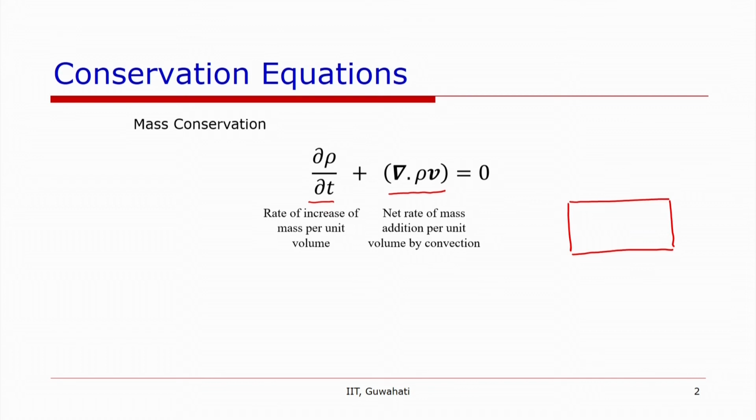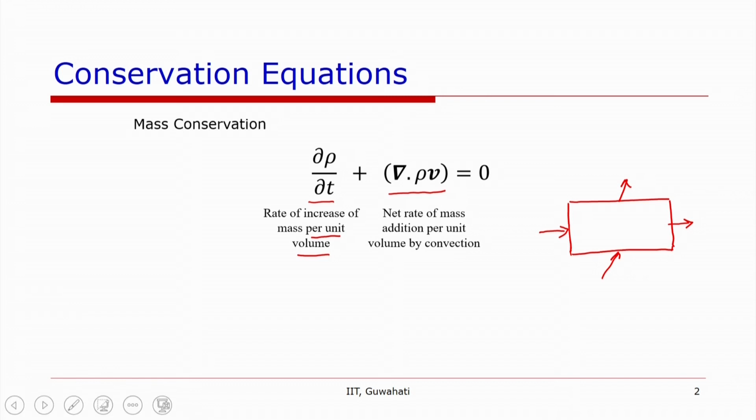You must see here that these equations are in terms of per unit volume. So that is why it is the rate of increase of mass per unit volume, which will be 0 in our case because the density of the blood is a constant. The second term represents the net rate of mass addition provided by convection, that is, flow coming in and flow going out from the boundaries of the domain. So that is the mass conservation equation.